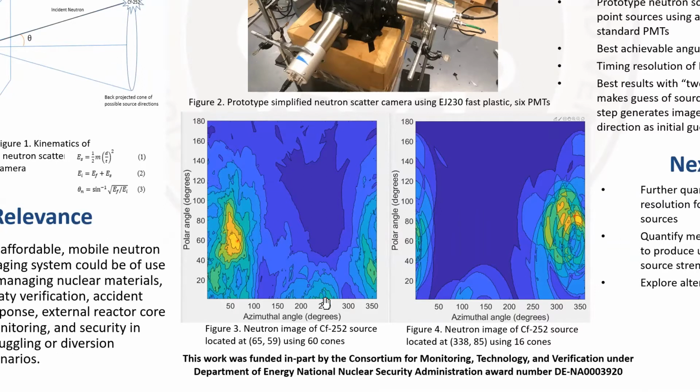The point of this is to show that using 60 cones, which is quite a lot actually given the efficiency of the detector, you can get a pretty reasonable knowledge of the location of the source. While using about a fourth as many cones, you can also get an idea of the general direction of the source, but not quite as well resolved. As you see, there's several different potential hotspots for this source at this location.